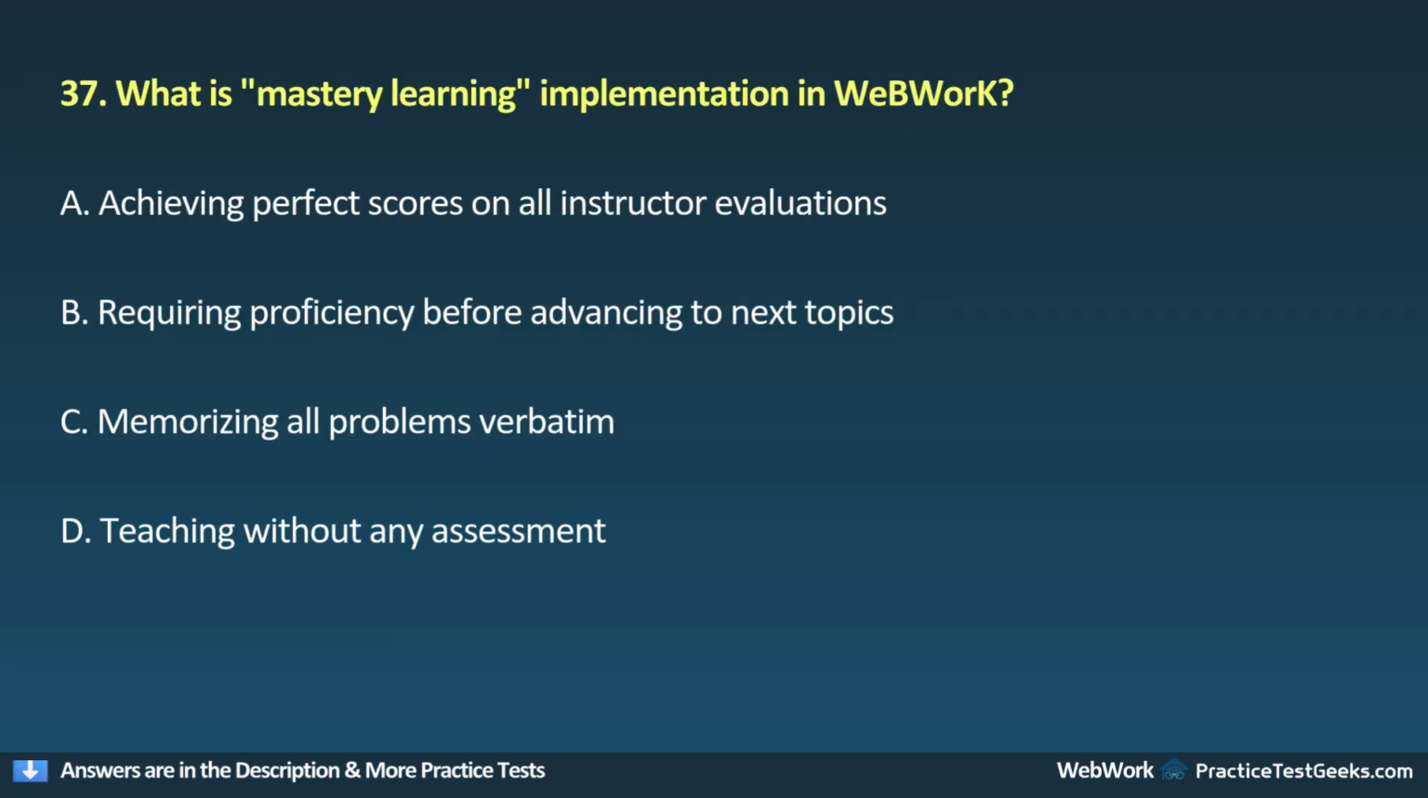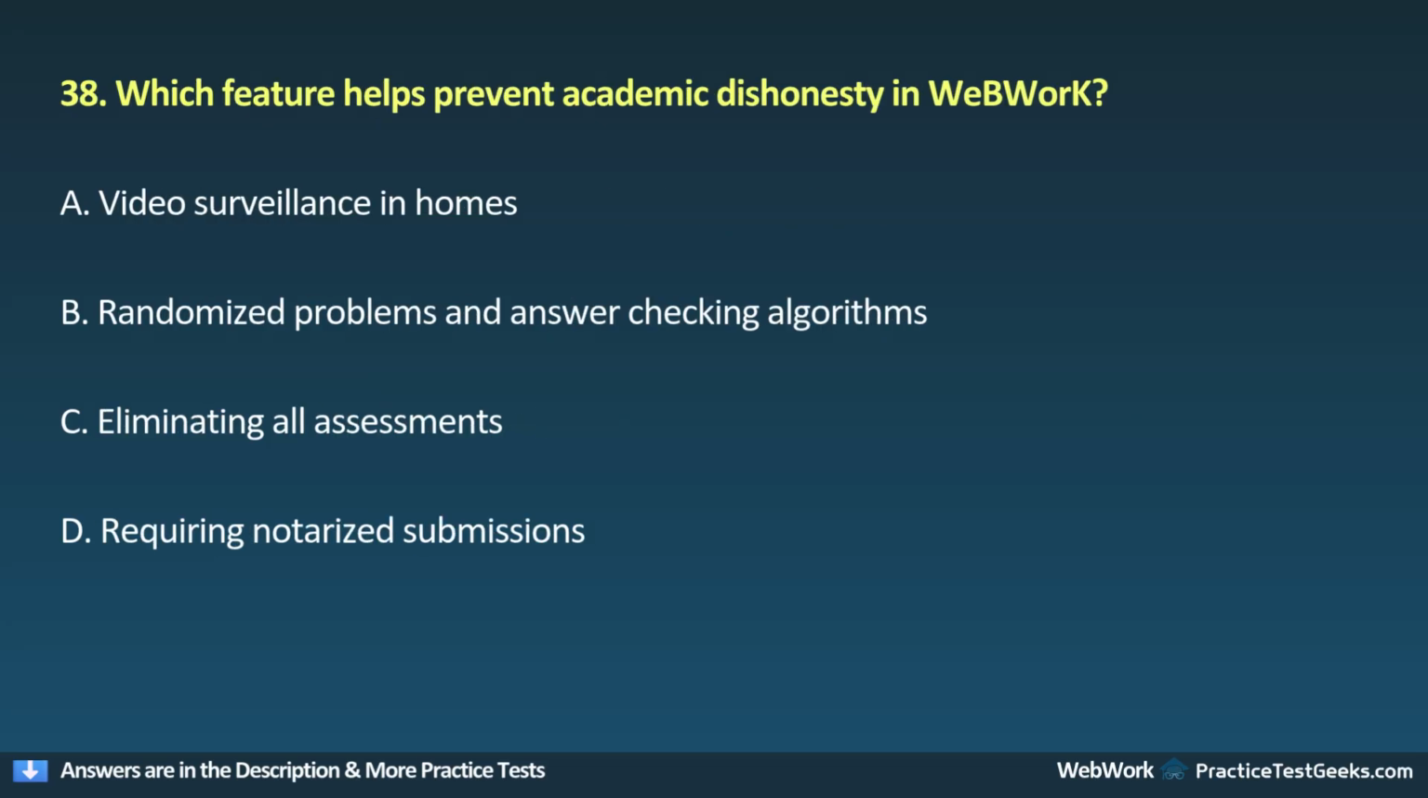37. What is mastery learning implementation in WeBWorK? A. Achieving perfect scores on all instructor evaluations. B. Requiring proficiency before advancing to next topics. C. Memorizing all problems verbatim. D. Teaching without any assessment.